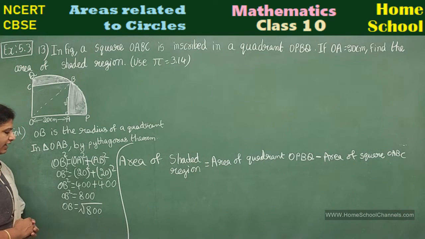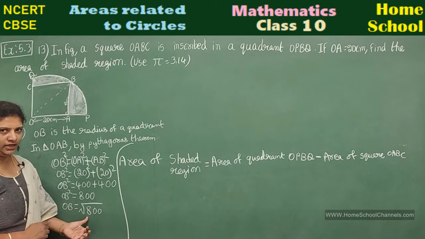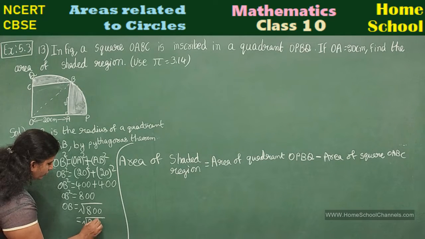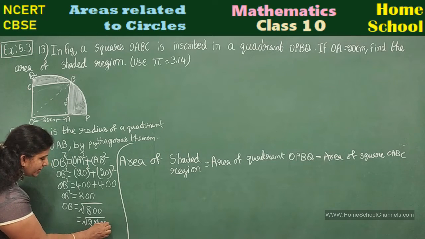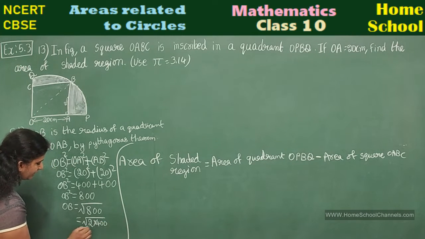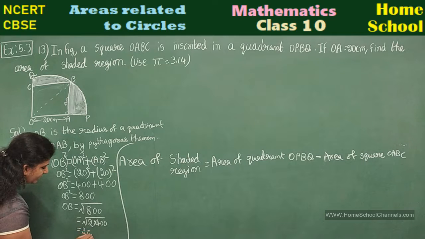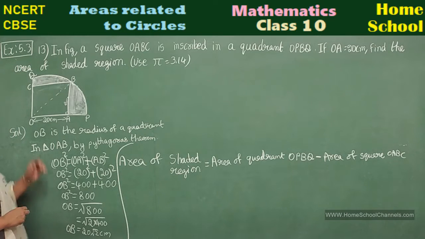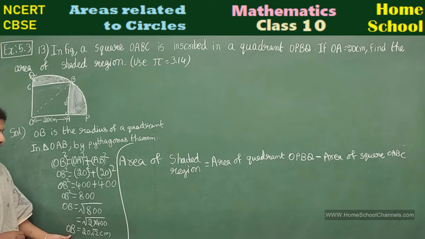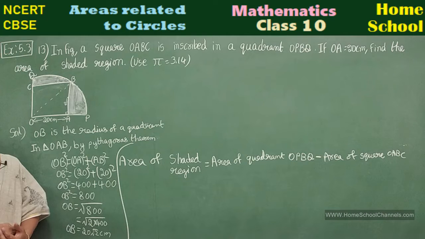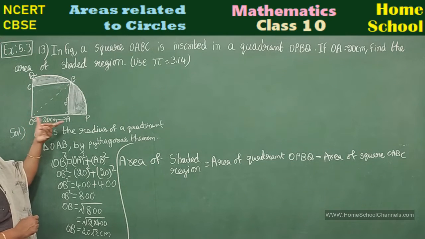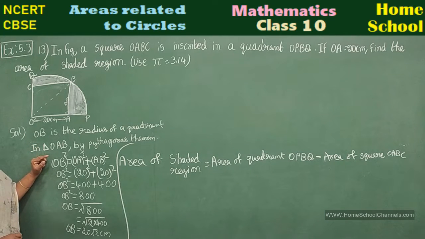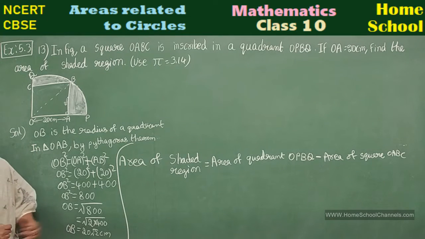OB is equal to square root of 800. 8 is not a perfect square. So what can we do? Split this: 2 into 400. 400 is a perfect square. Then that will be 20 root 2 centimeters. Therefore, what is the radius of the quadrant OB? OB is equal to 20 root 2 centimeters. OB is also a radius, OP is also a radius, OQ is also a radius. By applying Pythagoras theorem, we found out the radius.